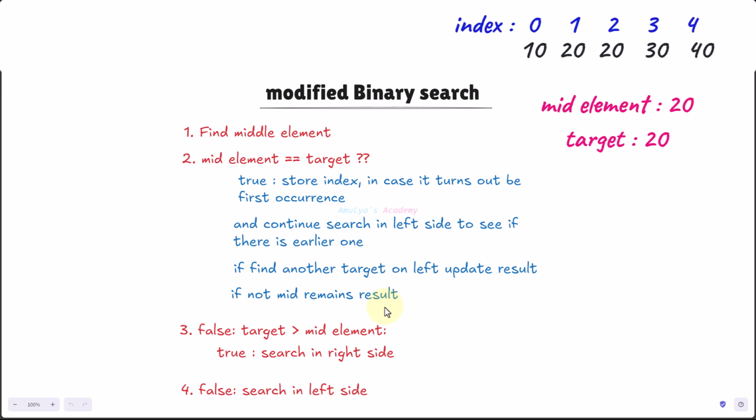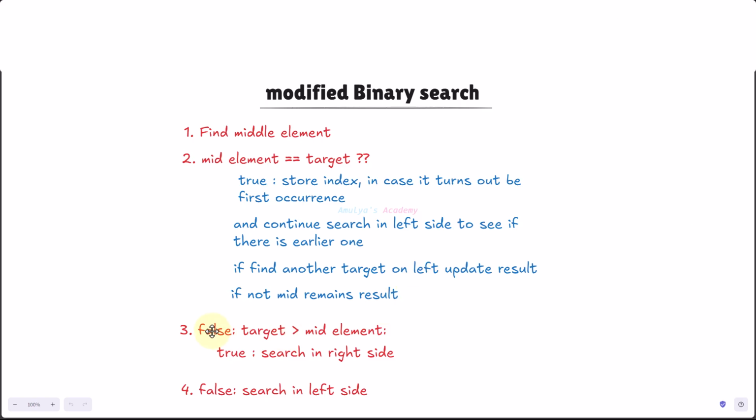When the middle element is our target element, first we need to store that index because it can be the first occurrence of that target element. Next, we need to continue the search in the left side to see if there is an earlier one. If we find another target in the left side, then we need to update the result, that is the index. If not, mid remains the result. And next, if the mid element is not equal to the target element, then we need to check whether the target is greater than the middle element. If it is true, then we need to search in the right side. Otherwise, we need to search in the left side, like normal binary search.